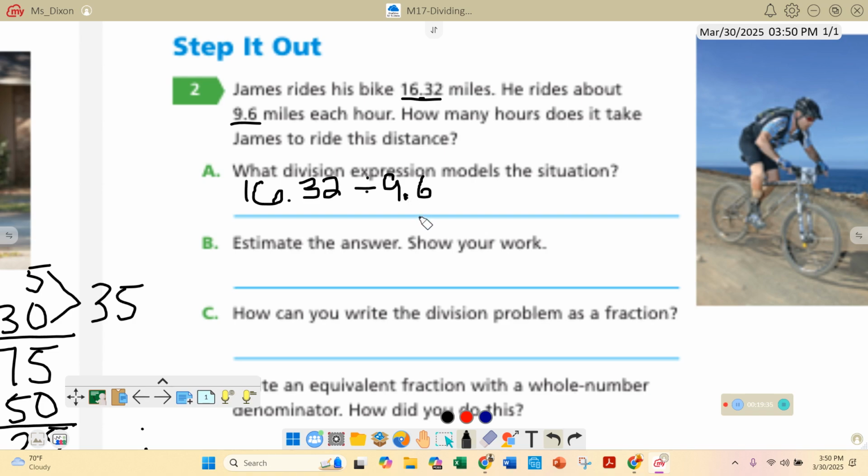My decimal won't show up. There we go. All right, estimate your work. Estimate the answer. Show your work. All right, so let's say that 16 and 32 hundredths is about 16. And 9 and 6/10, well, let's do it. No, 9 and 6/10 is about 10.